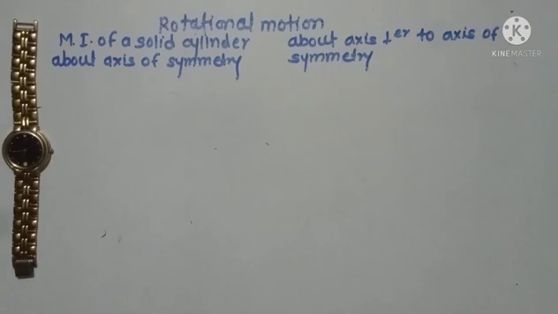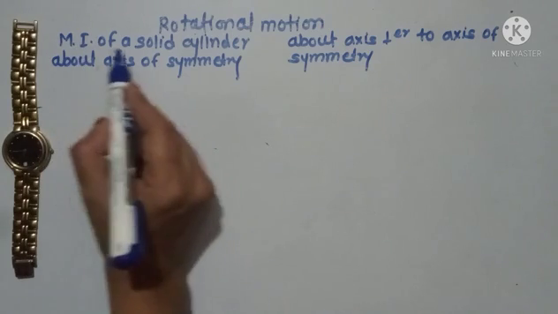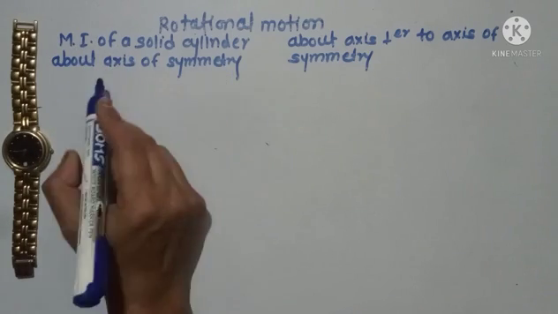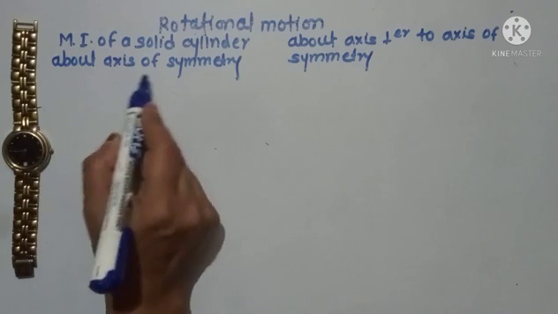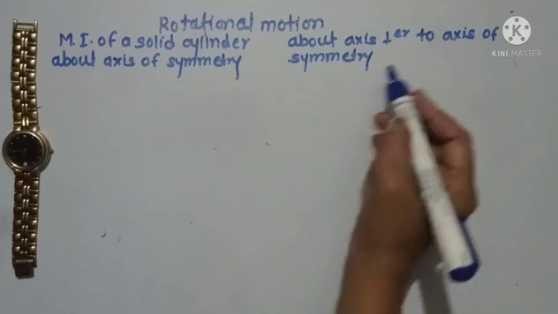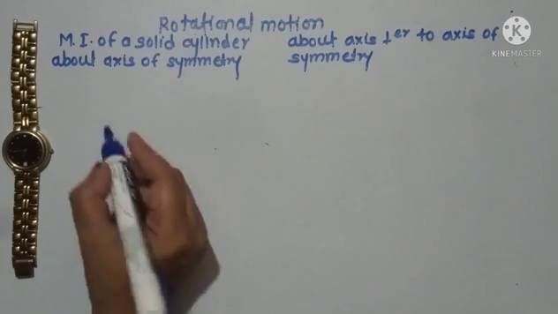So in the last lecture we studied the moment of inertia of a spherical shell about its diameter. Now in this lecture we are going to see the moment of inertia of a solid cylinder about its axis of symmetry and the axis perpendicular to its axis of symmetry.